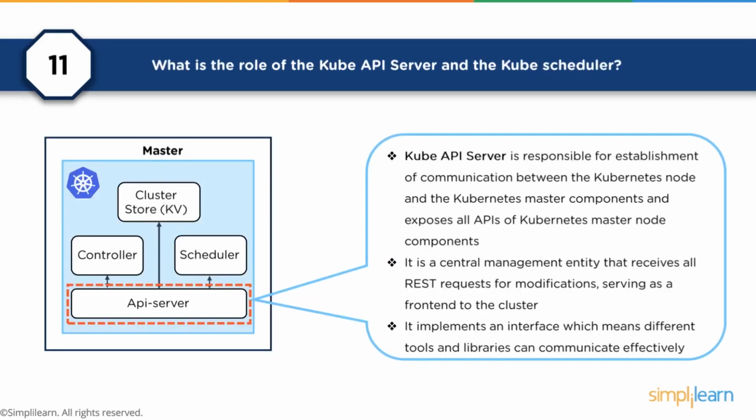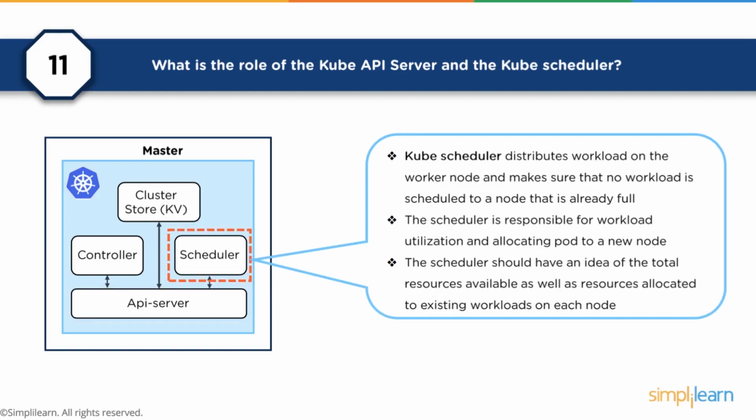What is the role of the Kube API server and the Kube scheduler? So the Kube API server is responsible for the establishment of communication between the Kubernetes nodes and the master components, and it does this through APIs. The APIs themselves are all REST-based commands, and it implements an interface, which means different tools and libraries can communicate effectively with each other. So the Kube scheduler actually does the distribution of work across the entire infrastructure. So the actual YAML scripts that you've written are executed appropriately at the right time.